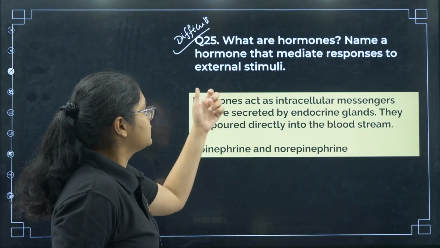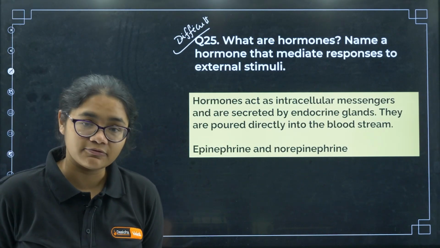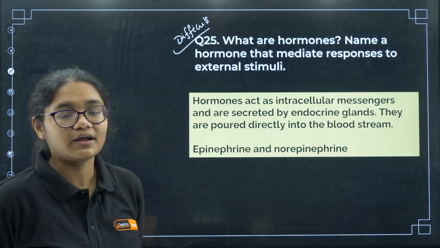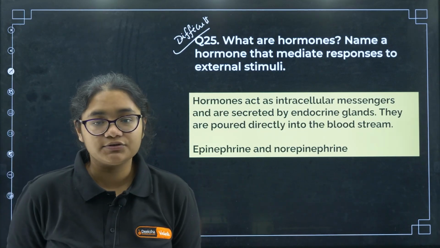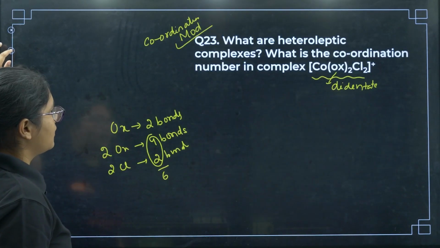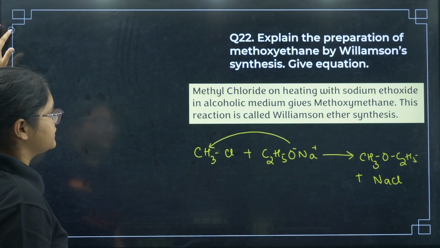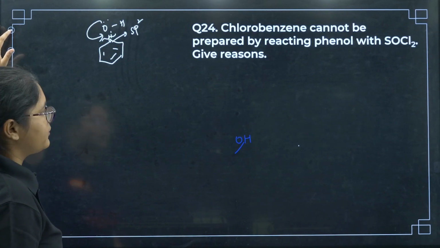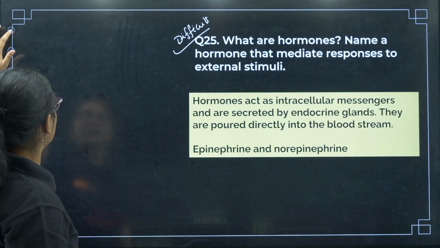Now coming to this part, the hormones that mediate the responses to external stimuli. You should know the hormones and their functions. Epinephrine and norepinephrine are those hormones which are responsible for the responses to external stimuli, okay. I think you have to attempt any 3, right? You should be doing question number 2, obviously, that is easy. Question number 22, 23 and 24, I think these are the ones which you can attempt more easily than 21 and 25.